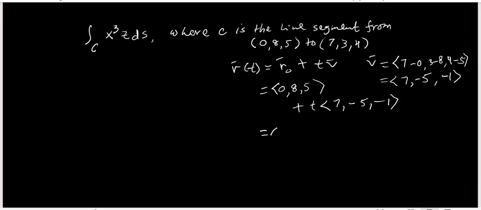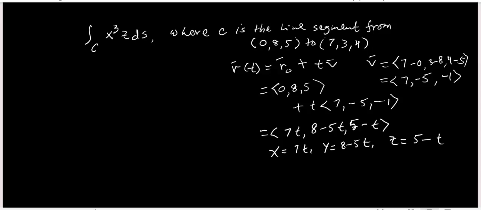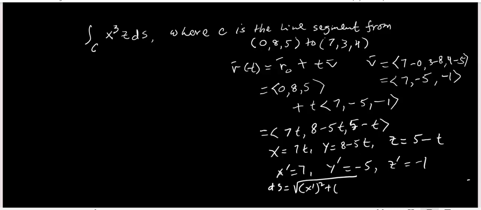And you can combine this as (0 plus 7t, 8 minus 5t, 5 minus t). In parametric form, x is 7t, y is 8 minus 5t, and z equals 5 minus t. So then x prime gives me 7, y prime gives me negative 5, and z prime gives me negative 1. So my ds is the square root of x prime squared plus y prime squared plus z prime squared dt.